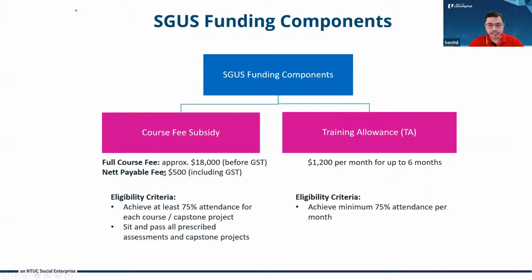So coming to the eligibility criteria for course fee subsidy, the participants must achieve at least 75% attendance for each course and each capstone project in the program. Also, it is important for participants to sit and pass all prescribed assessments and capstone projects. As I mentioned, these are 6 months long programs. So every month you may be going for a few courses. For each course, you must meet 75% attendance minimally, and you should pass the assessment as well.